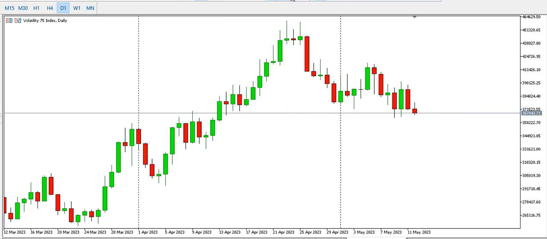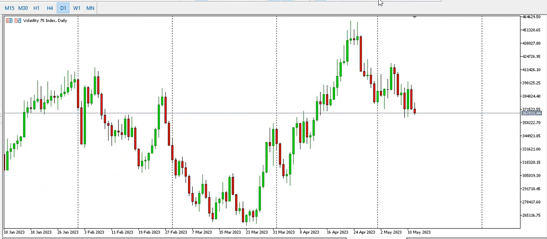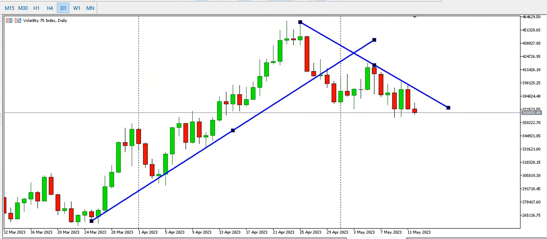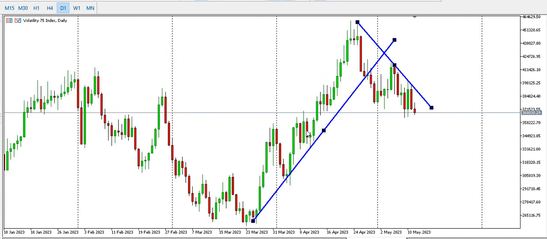Okay, starting with V75, I have V75 on the higher time frame. The higher time frame was initially bullish, but now it appears we have commenced a bearish trend. What do I mean by bullish? We had a bullish structure: a low, a high, a higher low, a higher high. That's the significance of a bullish structure.